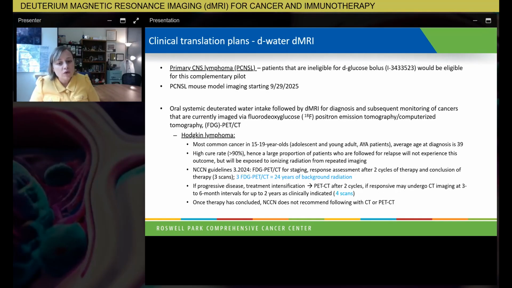So patients who do really well end up having 3 FDG PETs: initially at diagnosis, interim response assessment, and at the conclusion of their therapy. So that's 24 years of background radiation that results just from the scans. Forget the chemo and other things that we're doing to them. And if they have progressive disease, which is still very treatable, they'll end up with 4 or more scans. So each FDG PET exposes you to about 8 years of background radiation. So if we can eliminate this from something that's very curable, then that would be ideal.